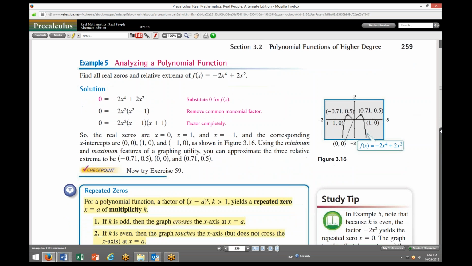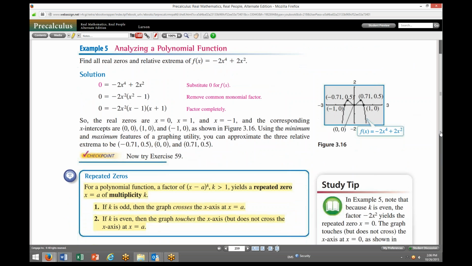This next one right here is a little bit interesting. Example 5, f of x equals negative 2x to the fourth plus 2x squared. This one's, I say, interesting because it has a common factor in both the terms of not even just x, but x squared. And we can even pull out negative 2 also.